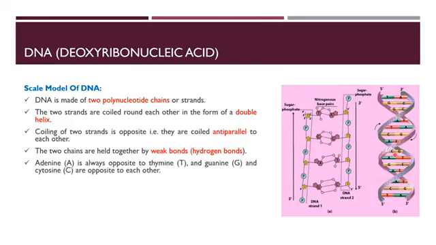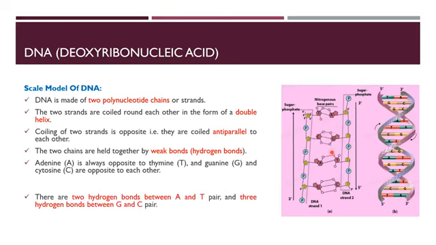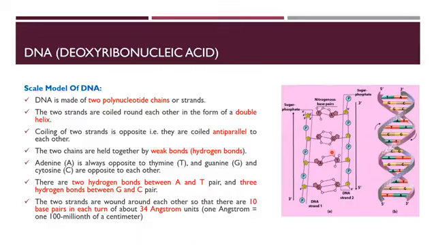Adenine makes 2 hydrogen bonds with thymine, and guanine makes 3 hydrogen bonds with cytosine. The two strands are wound around each other so that there are 10 base pairs in each turn. And one turn has a diameter of about 34 angstroms.